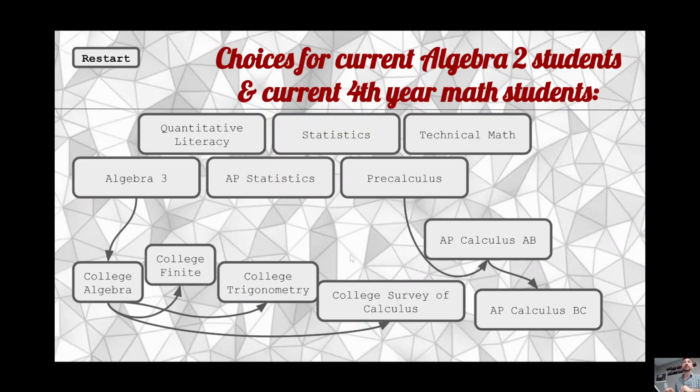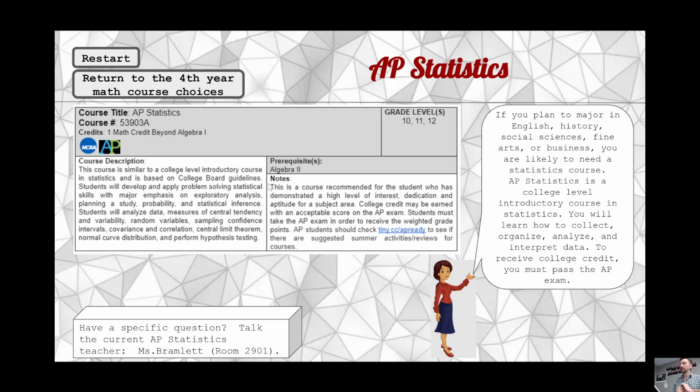So all of these are very detailed if I click on them. Any others you'd be interested in? I can't speak too much on AP Stat. I know some students like that.